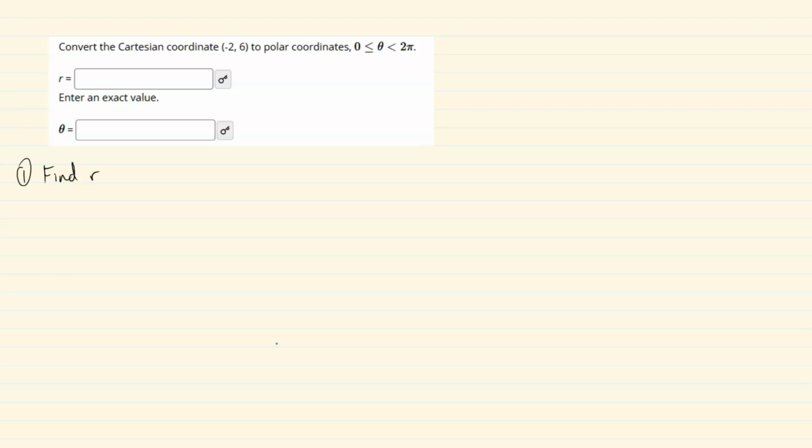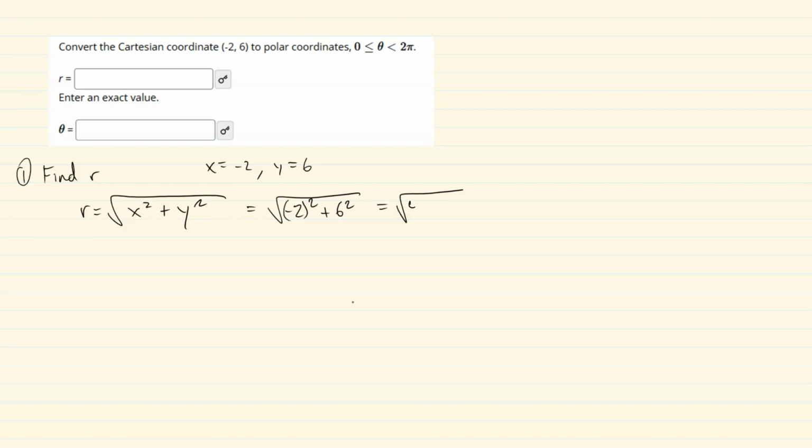To find r, we would use r equals the square root of x squared plus y squared. And that is equal to, well, x is equal to negative 2, y is equal to 6, from the ordered pairs that we found from the Cartesian coordinates provided in the problem. So that would be negative 2 squared plus 6 squared, and then that would equal the square root of 4 plus 36, which is the square root of 40.